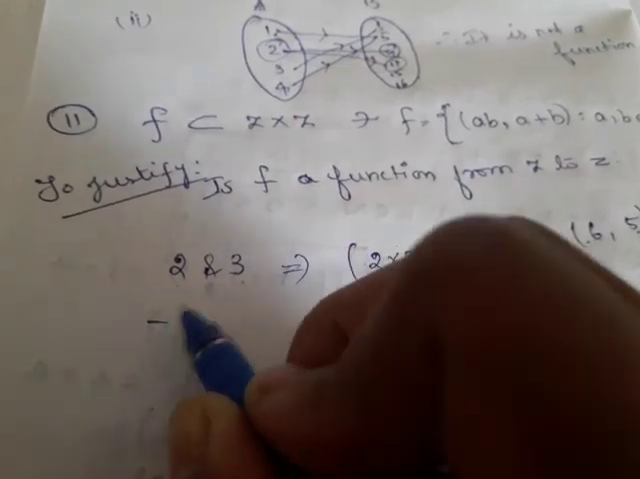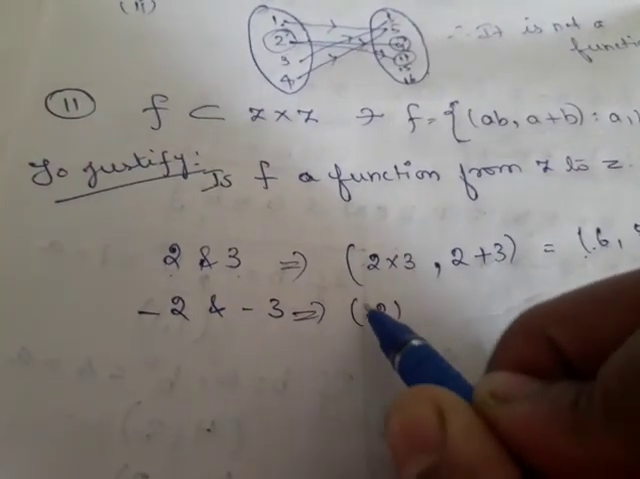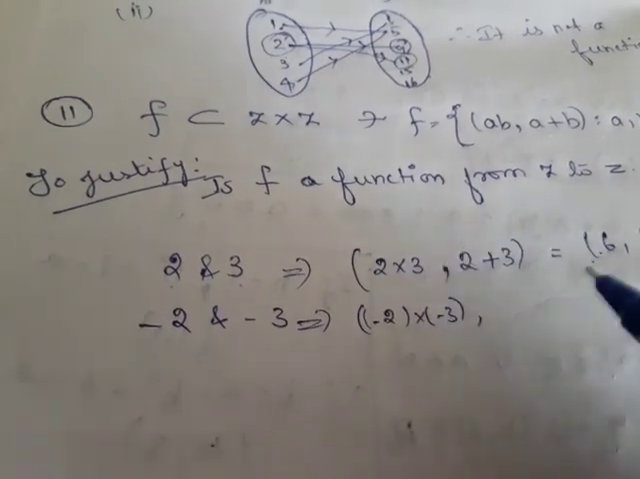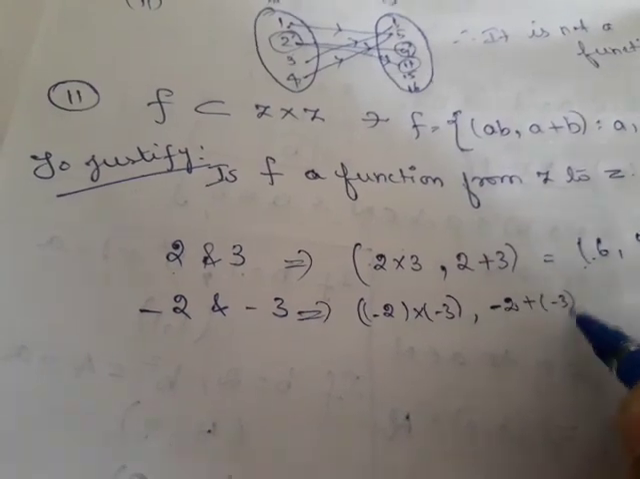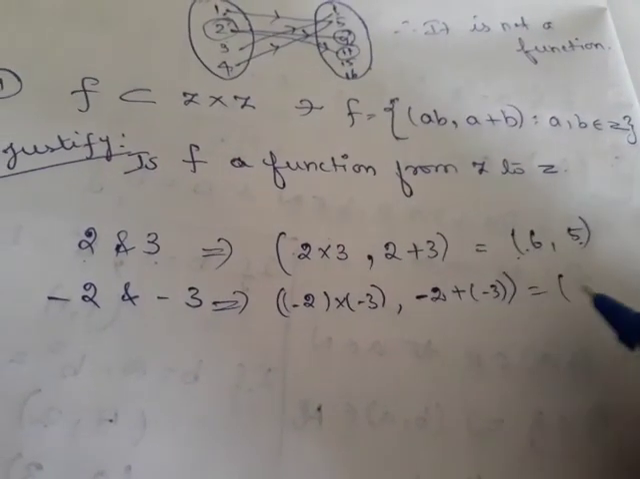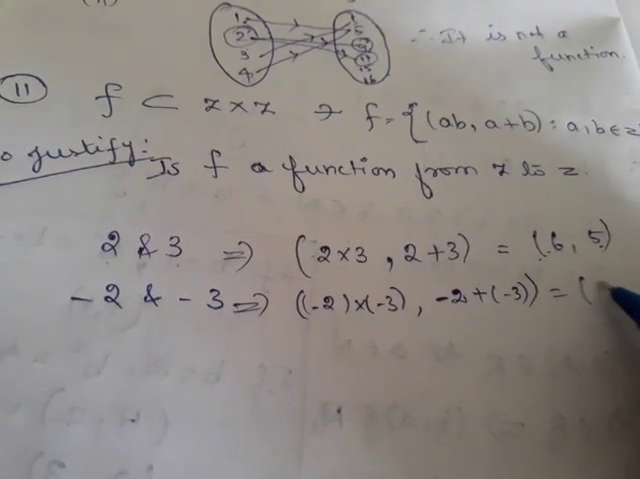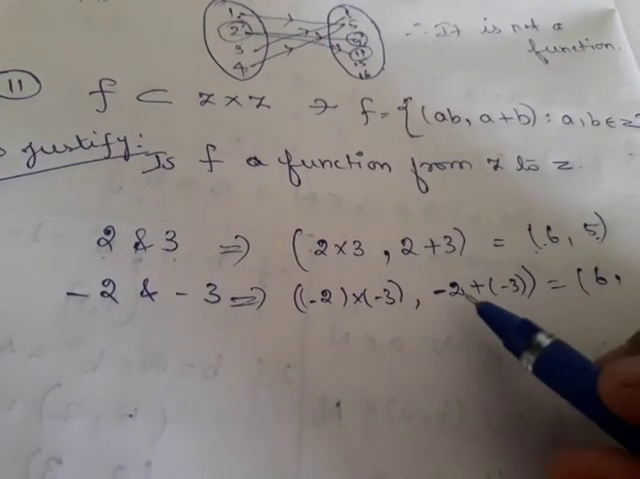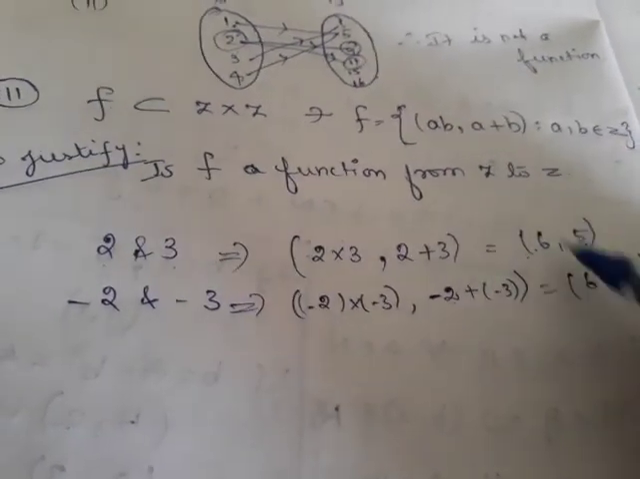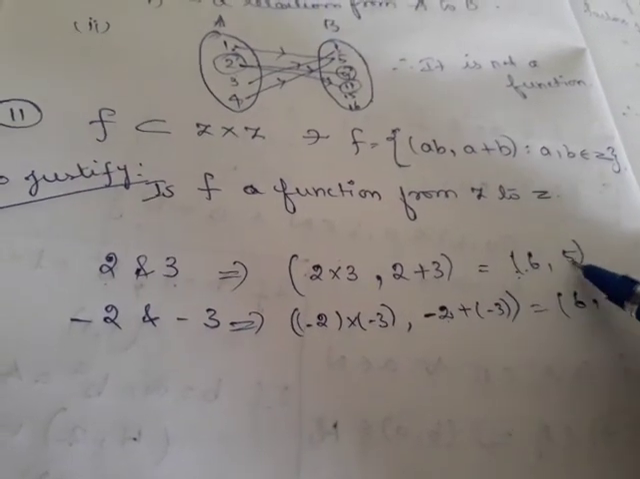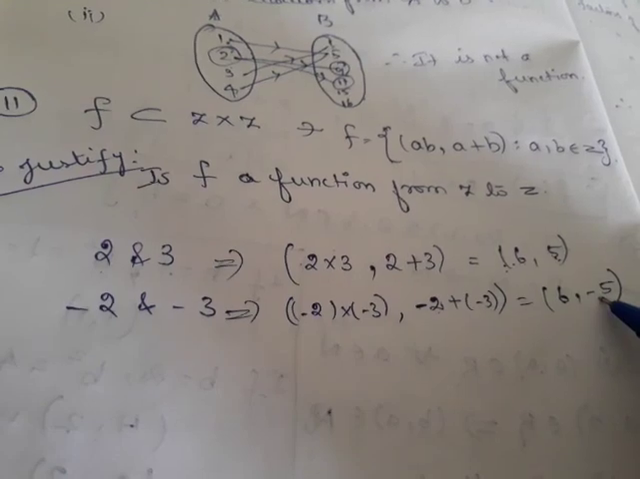Now I am going to take -2 and -3. What will happen now? -2 into -3, -2 plus -3. What is -2 into -3? Minus into minus becomes plus, 2 threes are 6 again. Here -2 plus -3 will become -5. Now if you see these two things, 6 is mapped to 5, and here 6 is also mapped to -5, right?